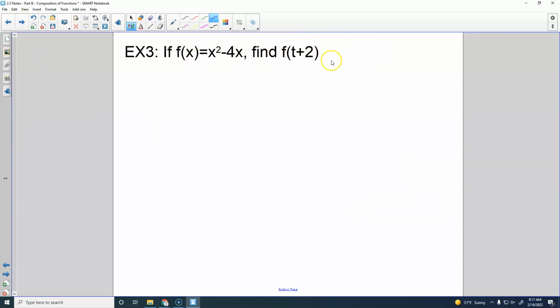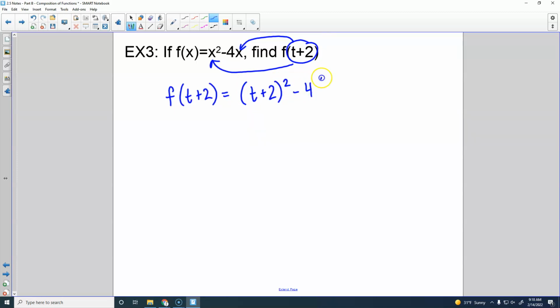Okay, so here is another opportunity for us to practice what I was just talking about with the square, double, square, because we're finding f of t plus 2. So our g of x, our equation we're plugging in, is t plus 2. So if we're finding f of t plus 2, we would take t plus 2 and put it everywhere that we see an x. Make sure you put it in parentheses. So you get t plus 2 squared minus 4 times t plus 2.